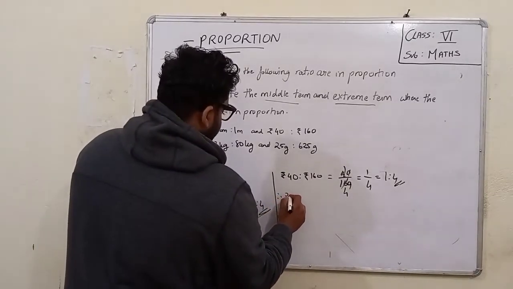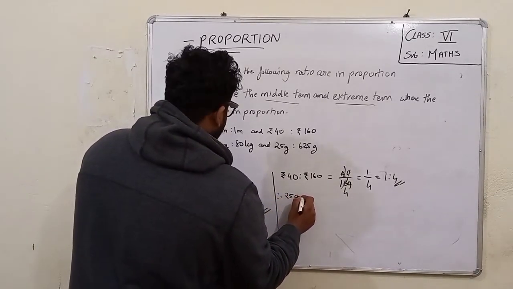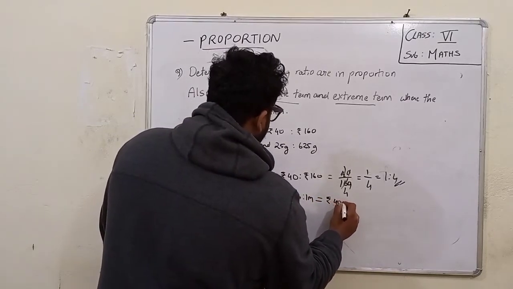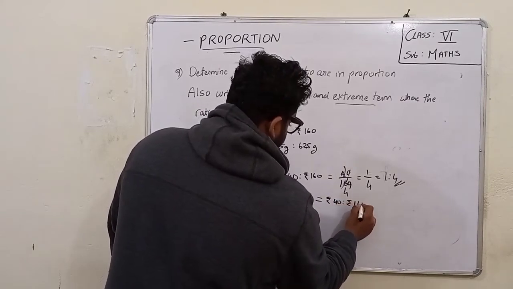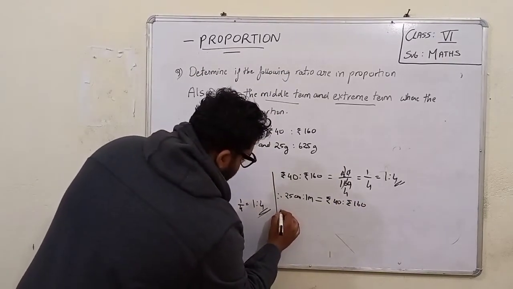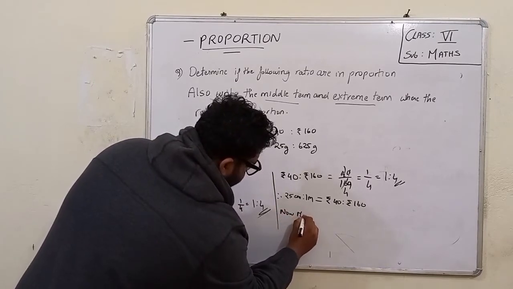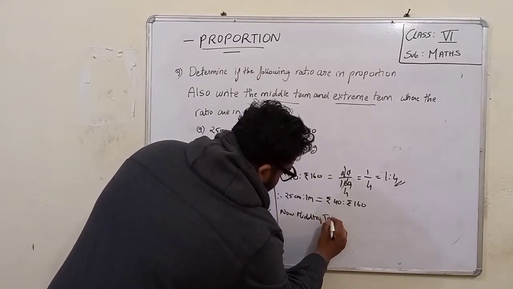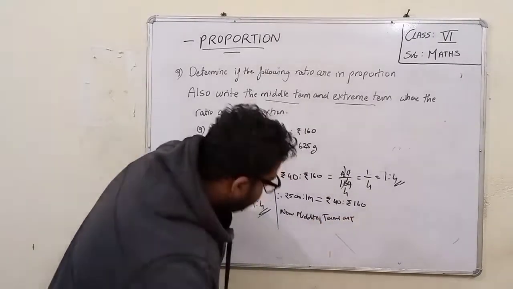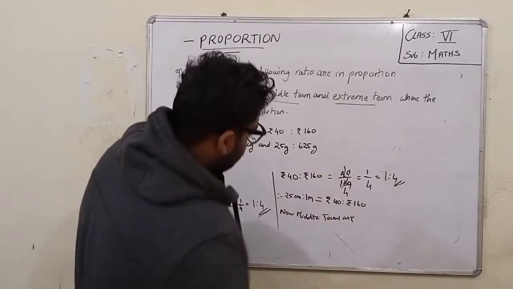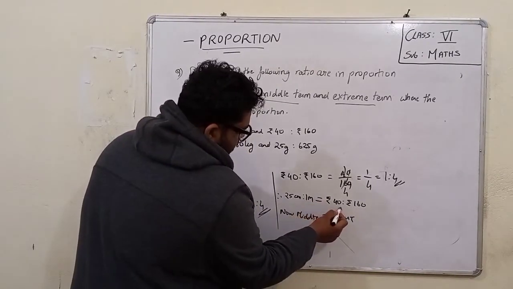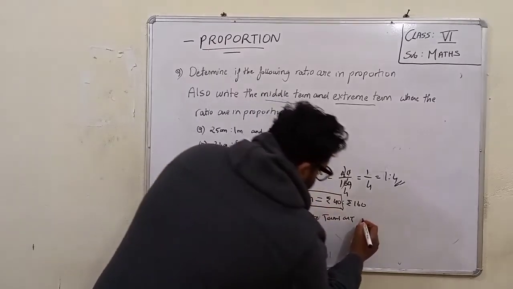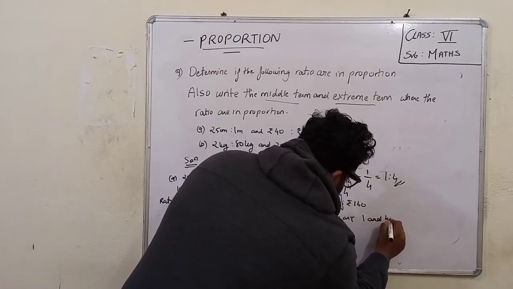Therefore 25 cm is to 1 meter equals rupees 40 is to rupees 160. Now what are the middle terms? The ones closer to the equal sign, that is inside next to the equal, that is 1 and 40. Middle terms are 1 and 40.